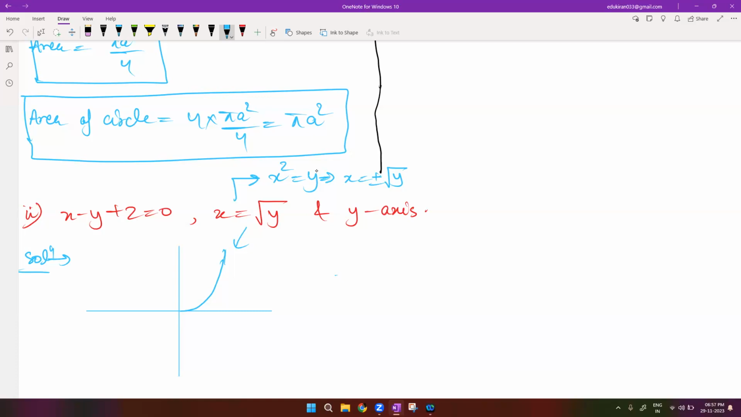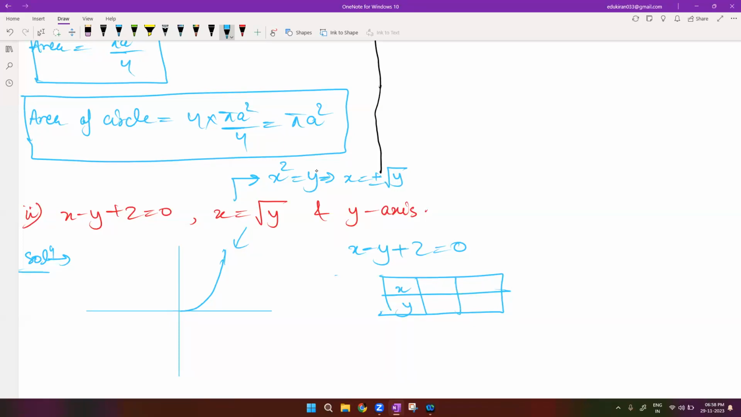Chalo. Now we are given another line, which is x minus y plus 2 is equal to 0. So let's plot x minus y plus 2 is equal to 0. To plot it, we can simply make a box and take 2 points. We have already done this part.